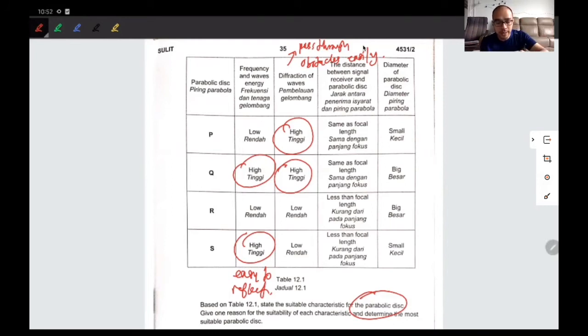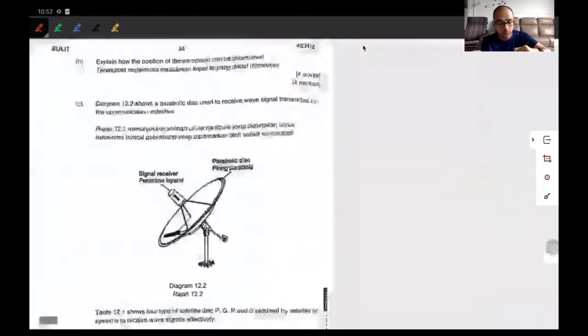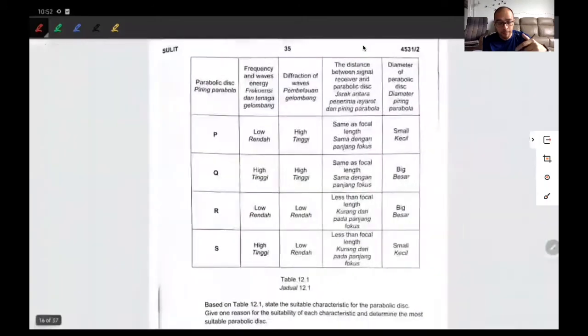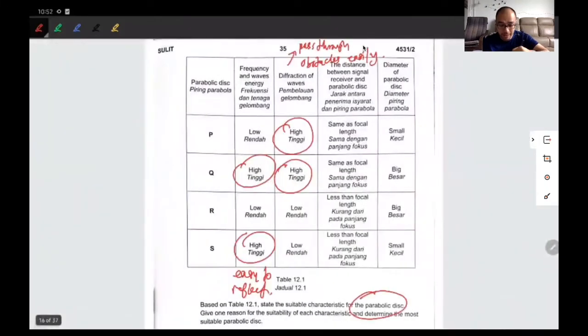Distance between the signal receiver and the parabolic disc. So we're talking about this distance, and the disc over here. Do we want the distance to be far, or near? Or in this case, same as focal length or less than focal length? Which one do we want? Okay, we want it to be the same as the focal length because this is the law of reflection.